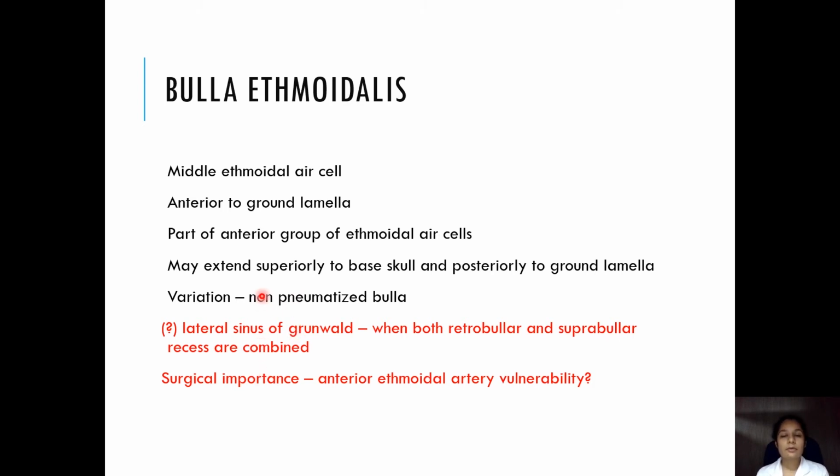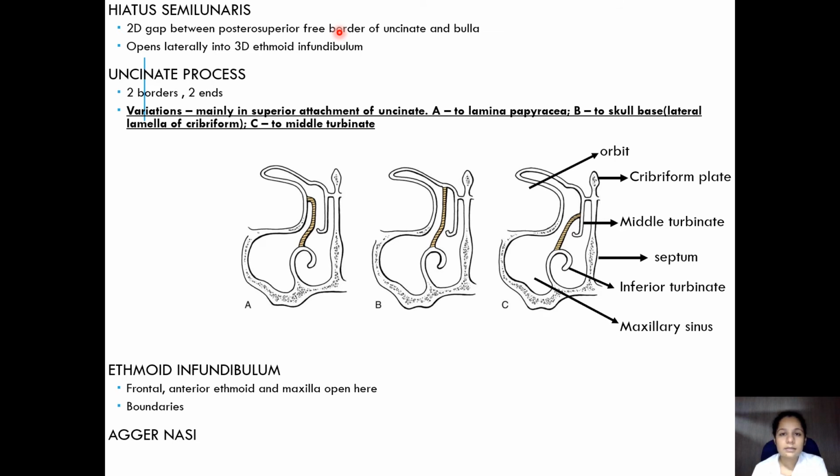Surgical importance of bulla ethmoidalis is to take care of the vulnerability of the anterior ethmoidal artery, which runs in the roof of the nose. Other structures in the lateral wall of the nose are hiatus semilunaris, uncinate process, ethmoid infundibulum, and agger nasi.